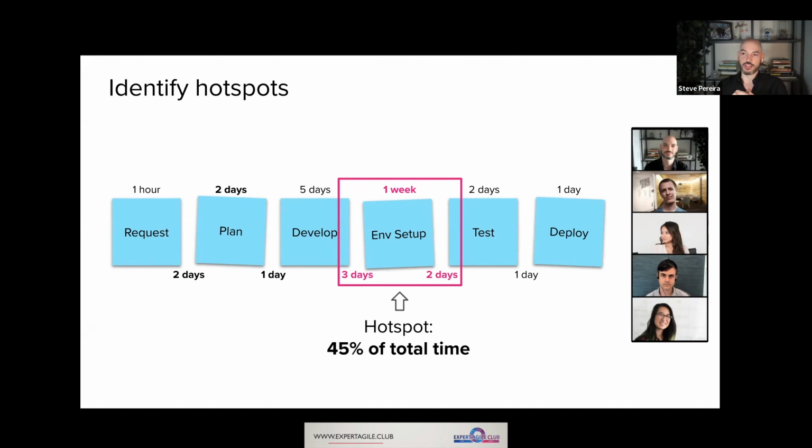And we would call this a constraint, right? This is where everything slows down. This is where there's a significant impact to the velocity across the value stream, the flow of the work across the value stream.